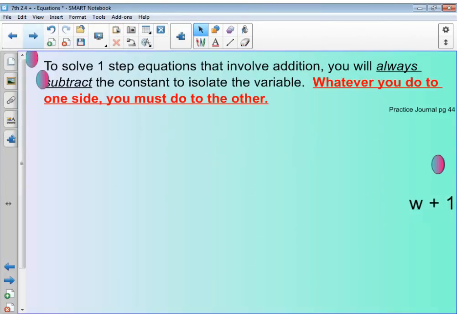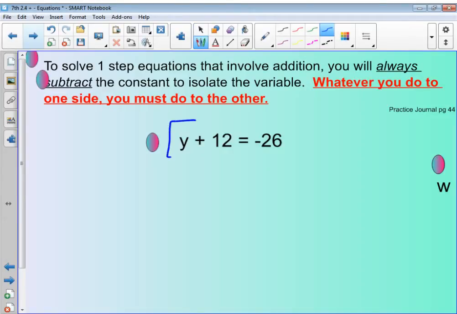Okay, let's try another one. Here I have y plus 12 equals negative 26. We want to work so that it just says y equals. Here's our equal sign. We need to get y by itself. Right now we have a positive 12, or a plus 12, with it. The opposite is minus 12, or a negative 12. Whatever we do to one side, we have to do to the other.